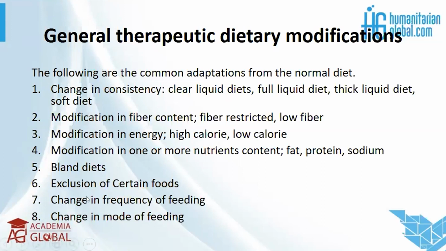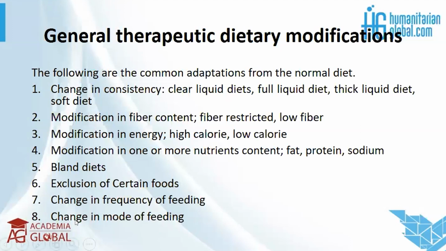Another way is to change the frequency of feeding. Here we will see some conditions may necessitate to have small frequent feedings instead of the 3 regular meals. Then we may see somebody having small regular meals like 6 or 7 meals per day, depending on the condition.